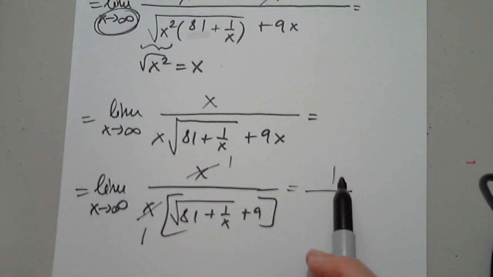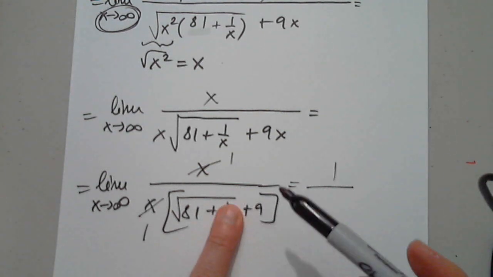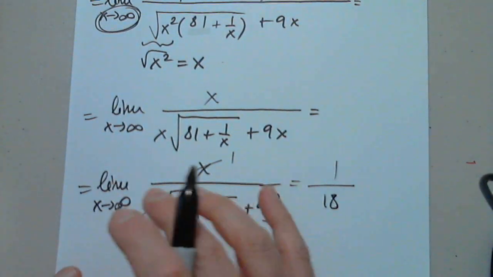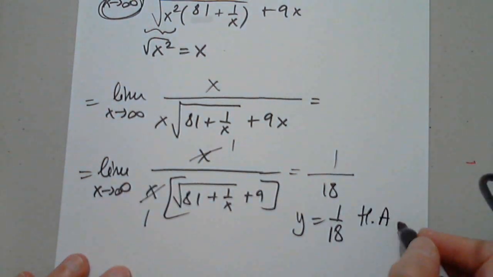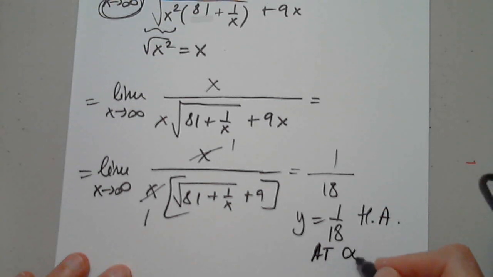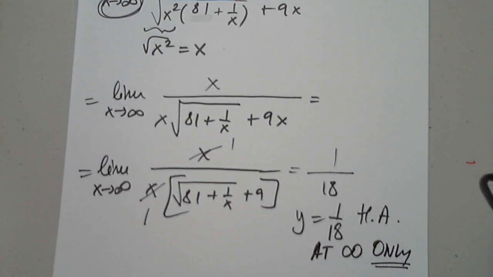It's 1 over, this is 0. The square root of 81 is 9. 9 plus 9 is 18. So I would conclude y equals 1 over 18 is a horizontal asymptote at infinity only. Why did you drop the limit operator? Because I applied it. I can only drop it when I apply it.